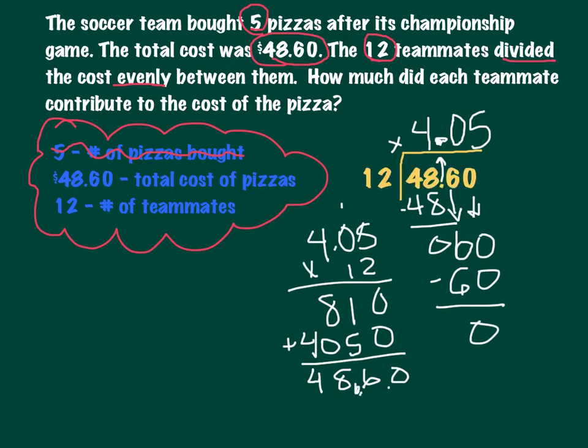Remember, you have to write a statement to end your story problem, and it must start with the word since. Using the word since, your statement should say something like this. Since there were 12 teammates and they divided the cost of the pizzas evenly between themselves, the total cost of the pizza was $48.60. So $48.60 divided by 12 is $4.05. That's how much each person had to pay.